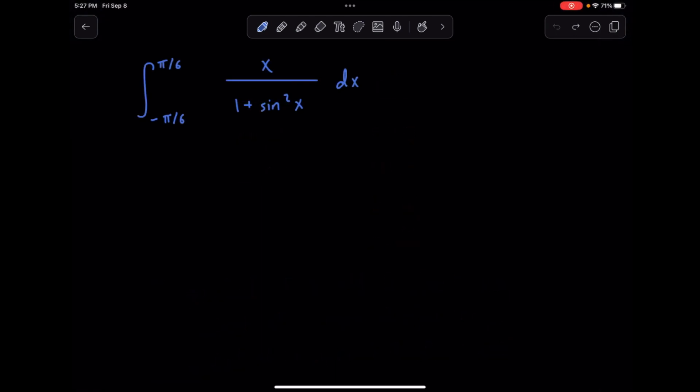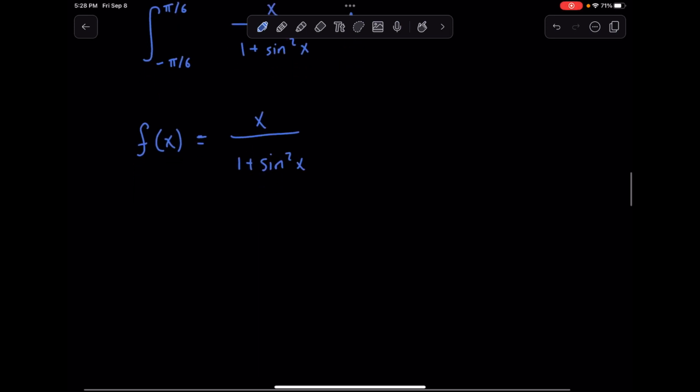So here's the first example of how this could be useful. At first glance, this integral might seem impossible to compute by hand. But when you notice that the bounds go from -a to +a, that gives us the idea that we can test to see if this function is even or odd. So let's start by writing out what our function is. f of x in this case is equal to x over 1 plus sine squared of x.